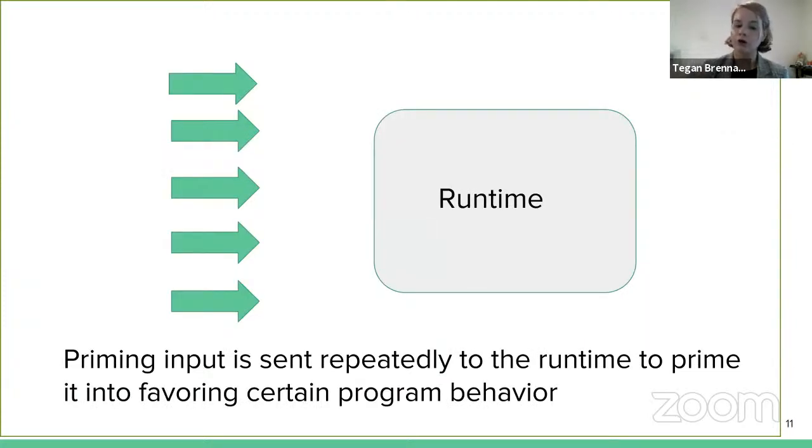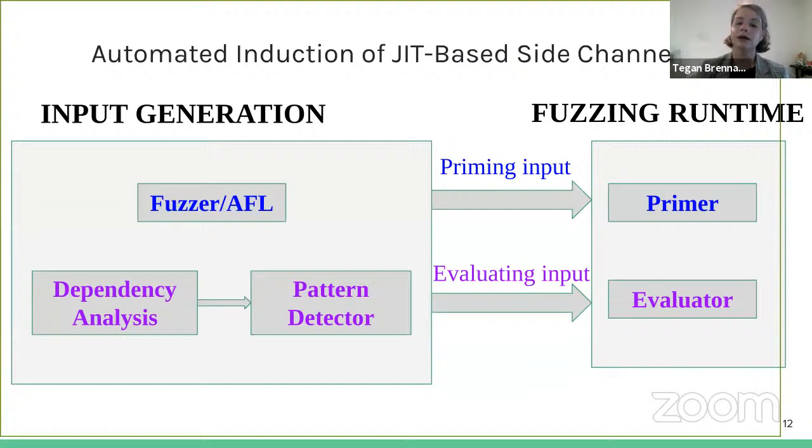Priming input is program input that is sent repeatedly to the runtime in order to prime it to favor certain program behaviors. I automatically generate this priming input using the fuzzer AFL. Though AFL doesn't make any guarantees in terms of coverage, empirically, I found it to be effective in generating input that covers many different program behaviors.